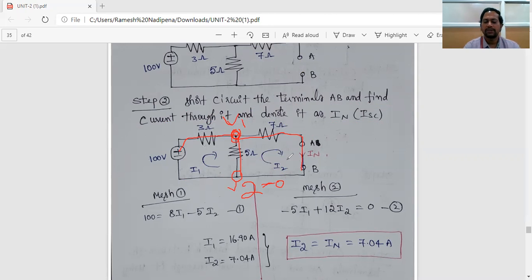Once V1 is obtained, we need to calculate the current passing through the 7 ohm resistor, that is your IN. So IN equals V1 by 7 ohm. That is the procedure to calculate IN by using nodal analysis. You can use any technique, the answer will be the same. Now, let us move on to step number 3.